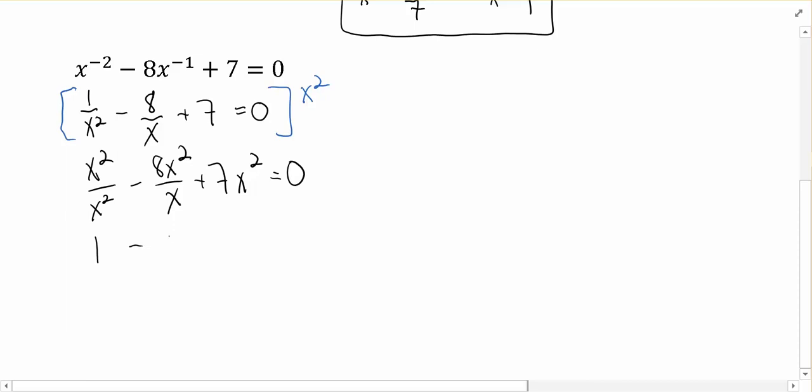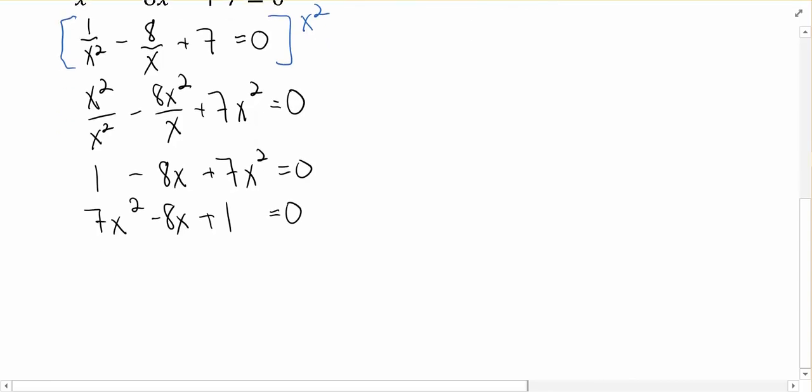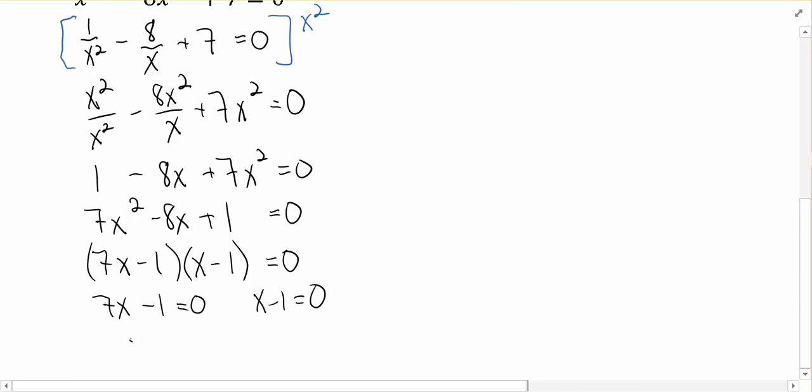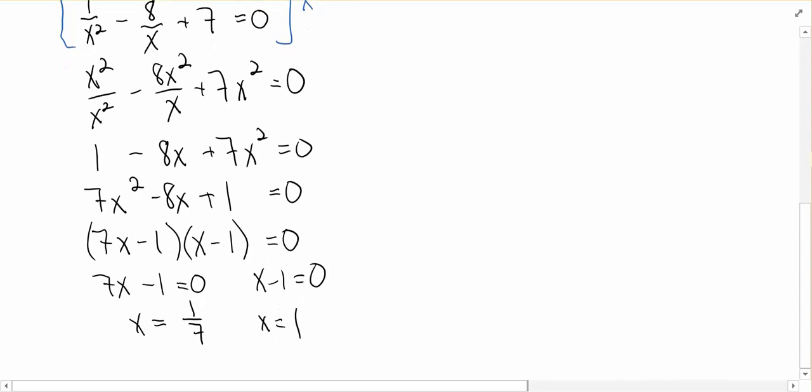So that puts an x squared into the top of every fraction. That gets me 1 minus 8x plus 7x squared. Or if I want to write this a little bit differently, I could write it as 7x squared minus 8x plus 1. And now I'm going to factor this as 7x minus 1 times x minus 1, so that either 7x minus 1 is 0 or x minus 1 is 0. So the x is 1/7 or 1.